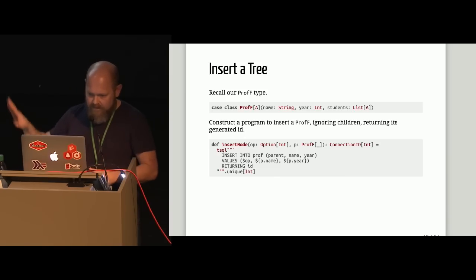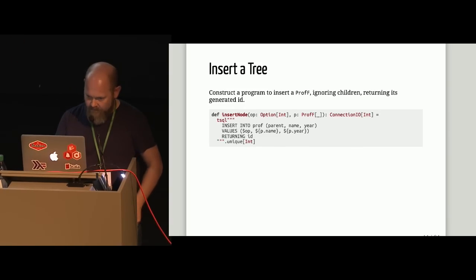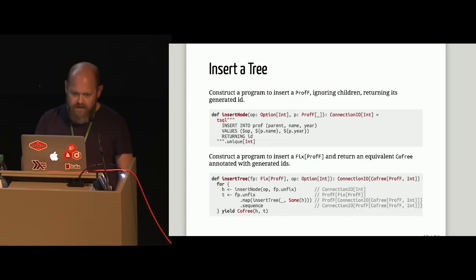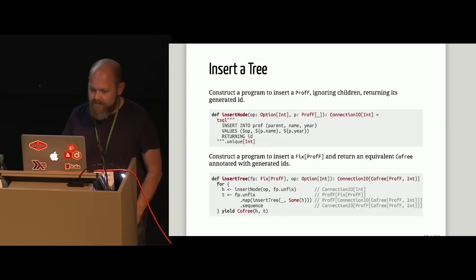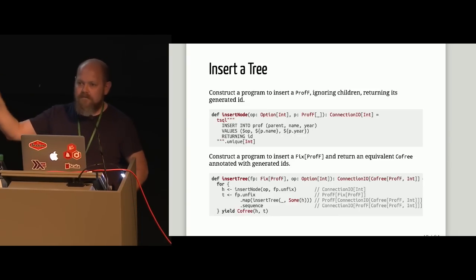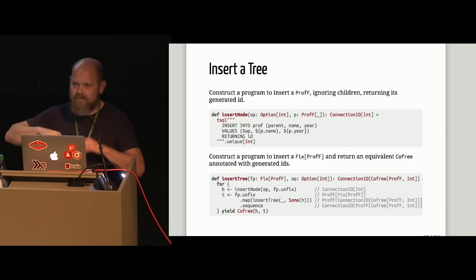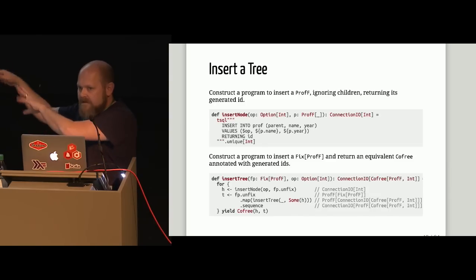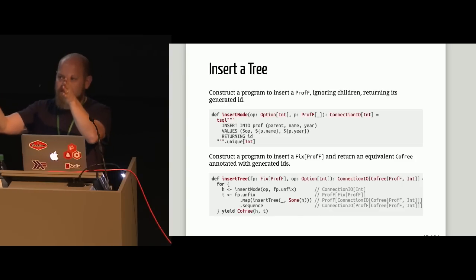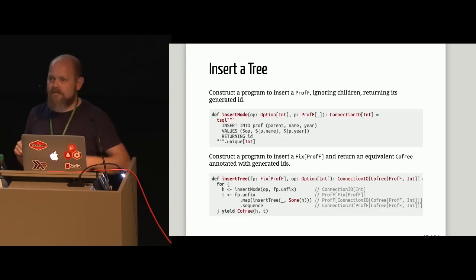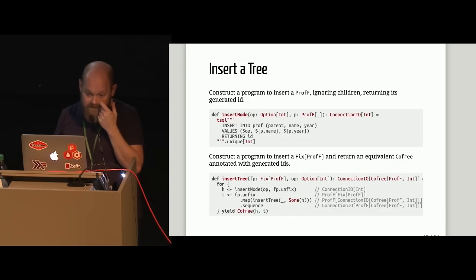I'm going to get rid of this PropF definition to make some more room. So here is a method that constructs a program that inserts a Fix[PropF] and returns an equivalent Cofree back that's annotated, that's labeled with the generated IDs. So we're giving it one tree, it's going out to the database and doing stuff, and it's giving us back an equivalent tree where each thing is annotated with its ID that was generated by the database.